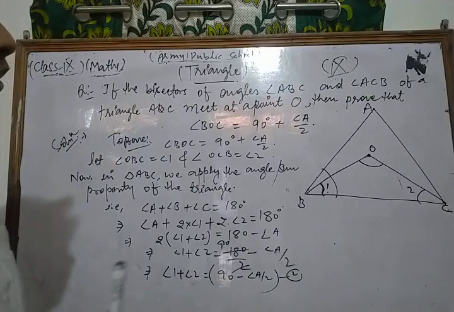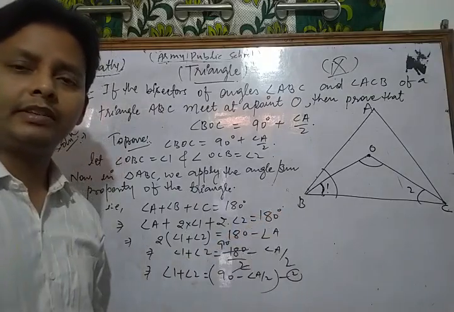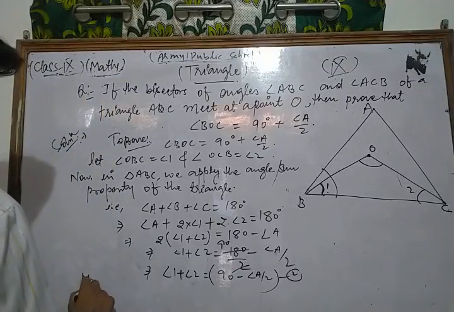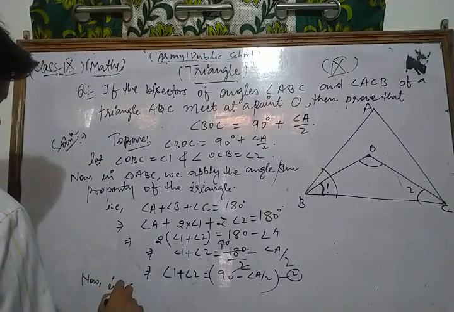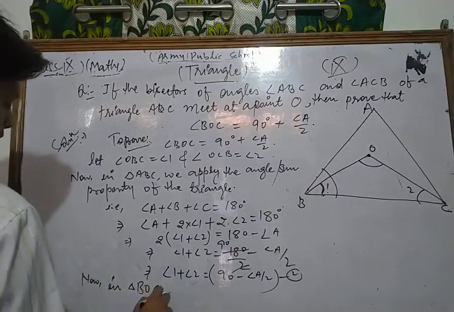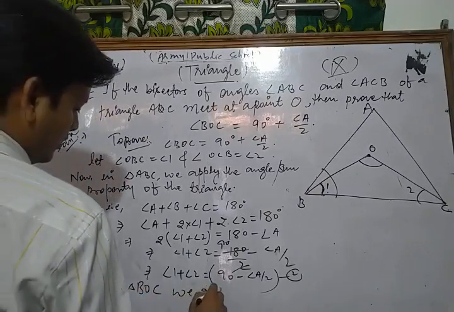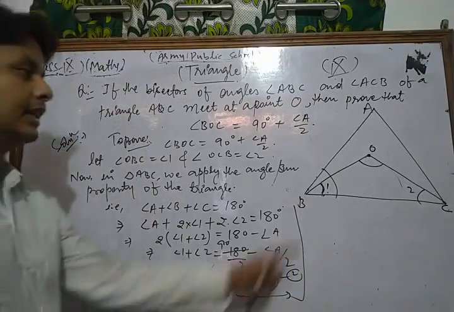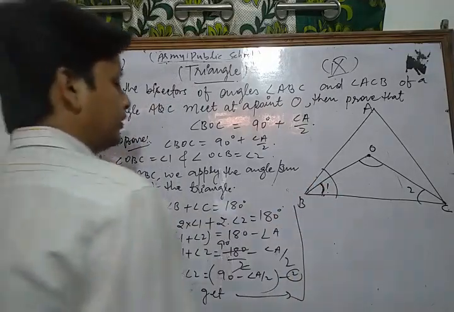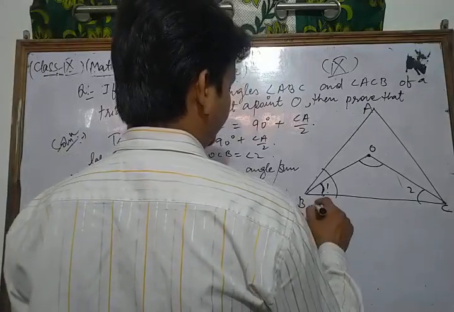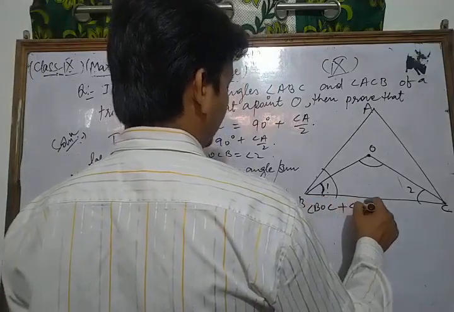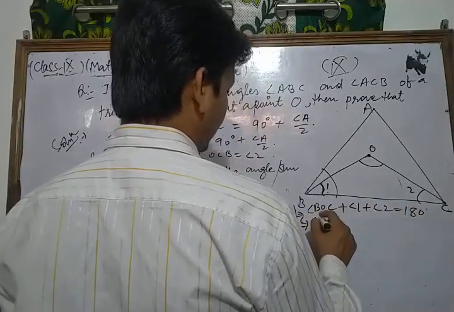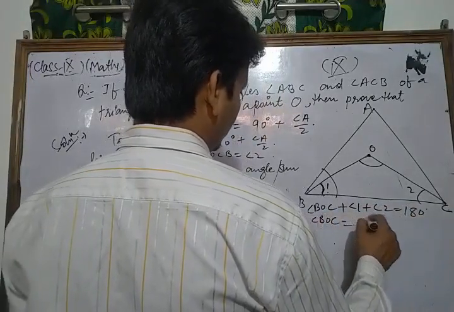Now we take triangle OBC. In triangle BOC, we again apply the angle sum property of the triangle, so we get angle BOC plus angle 1 plus angle 2 is equal to 180. So from there, angle BOC is equal to 180.